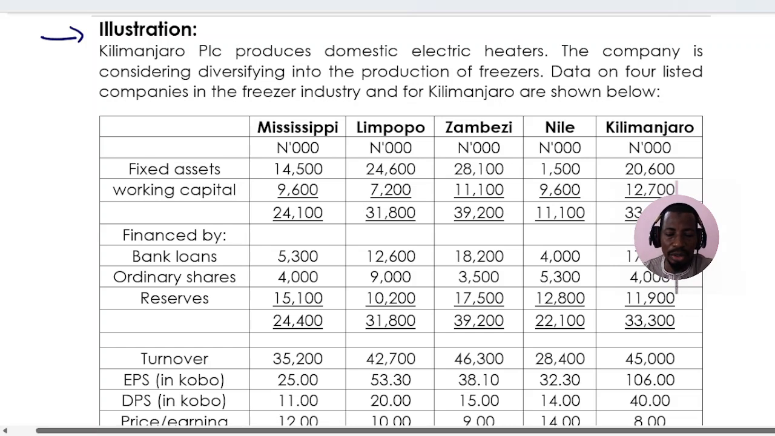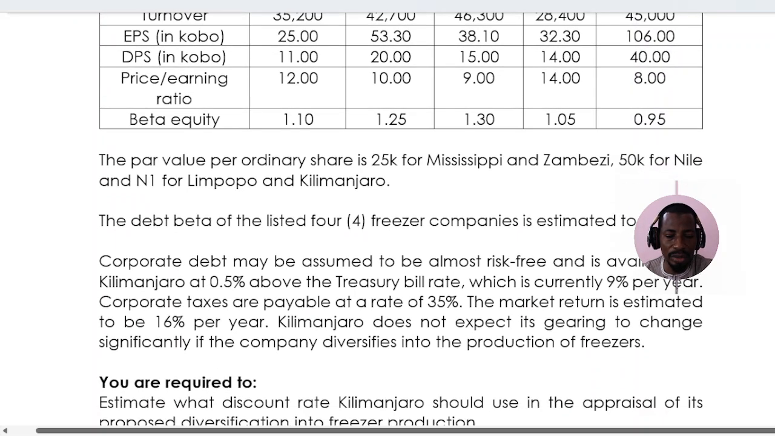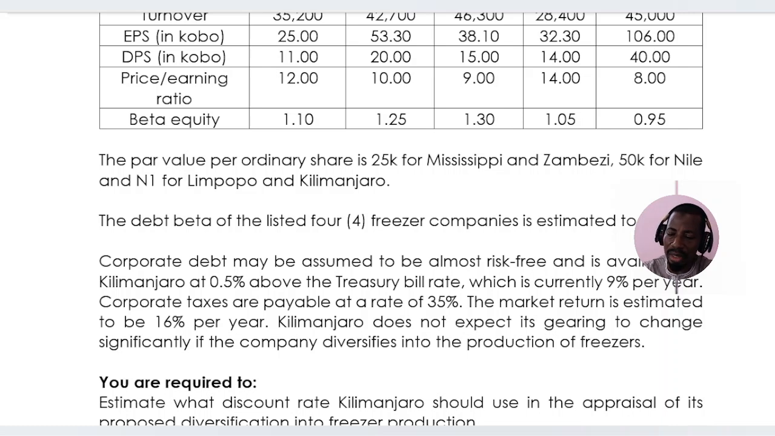So we are given information on 4 different freezer companies: Mississippi, Limpopo, Zambezi, then Nile. Kilimanjaro is the main company, while the remaining 4 companies are the proxy comparable companies. The par value per ordinary share is 25 kobo for Mississippi and Zambezi, 50 kobo for Nile, and 1 naira for Limpopo and Kilimanjaro. The debt beta of the listed 4 freezer companies is estimated to be 0.4. So we have been given the debt beta of the proxy companies.